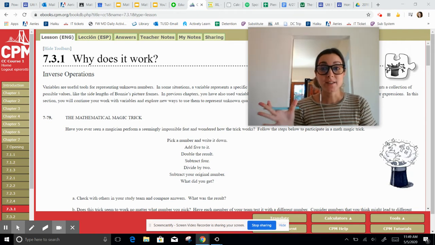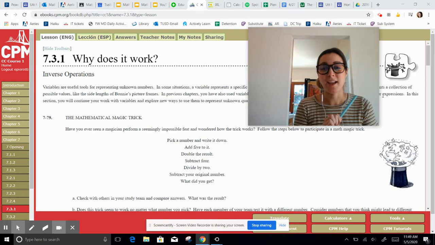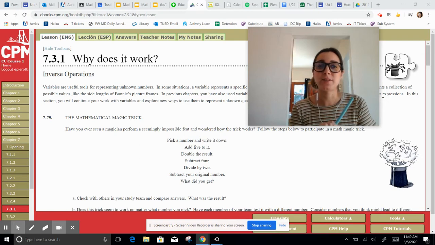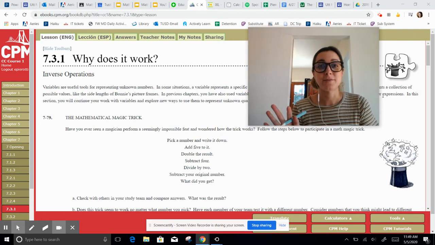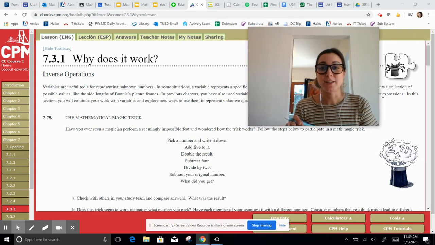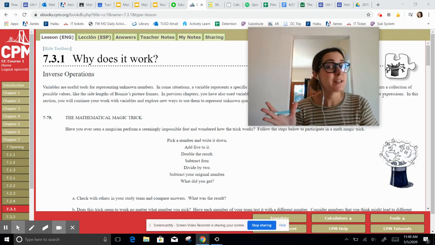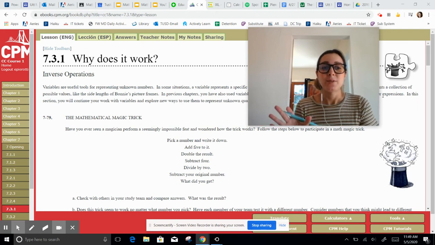To start, I'm super excited. We're going to start with a magic number trick. This is something that you can do with siblings at home or parents, whoever. It's just a lot of fun, and there's actually a great mathematical explanation behind the whole thing. So we're going to do 7-79 really quick. I want you to pause the video if needed, but we're going to go through these steps.